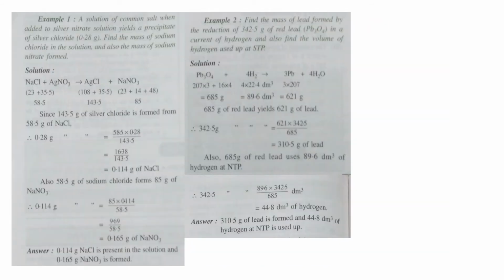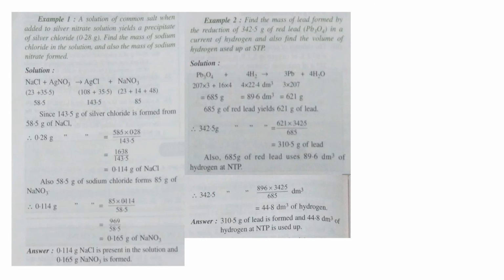Example 1. A solution of common salt when added to silver nitrate solution yields a precipitate of silver chloride, that is 0.28 gram. Find the mass of sodium chloride in the solution, that means how much sodium chloride is used, and also the mass of the sodium nitrate formed. So the first thing that you have to do is write the equation, and after that you have to balance it. That means you have to write a balanced chemical equation.